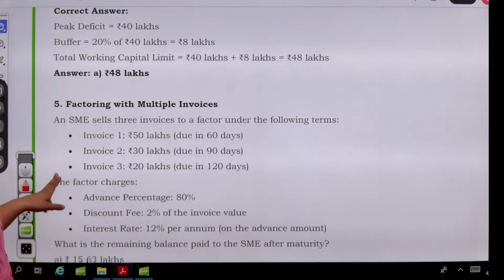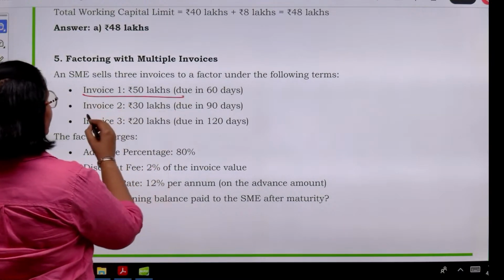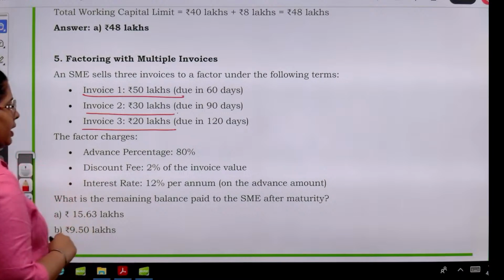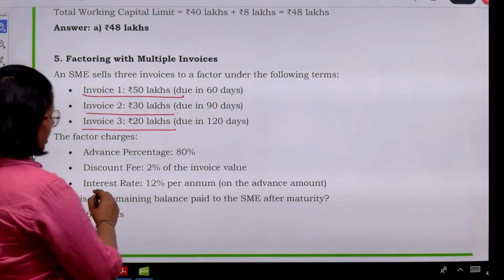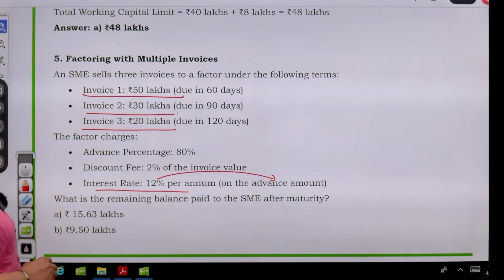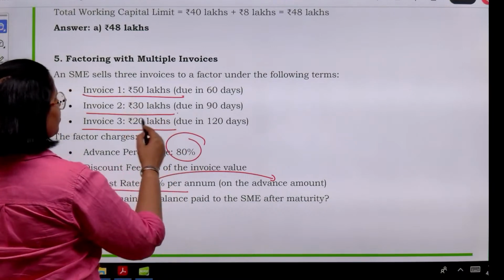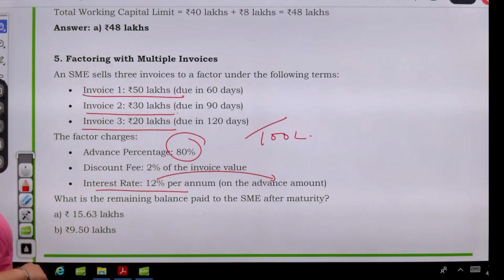Now, factoring with multiple invoices, let's see this. So an SME sells 3 invoices to a factor under the following terms. Invoice 1, 50, invoice 2, 30, invoice 3, 20 lakhs. The factor charges advance percentage 80%, discount fee 2%, interest rate 12% on the advance amount. Obviously, what he will charge would be on the amount that he has given. How much amount he will give? 80%. What are the total of 3 invoices? That is 100 lakhs. ठीक है.